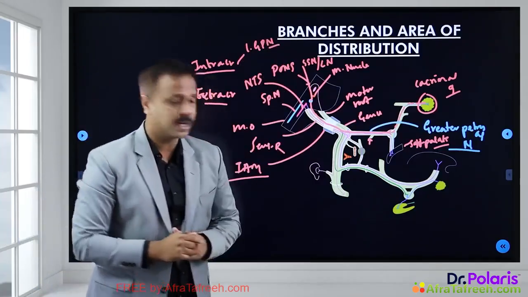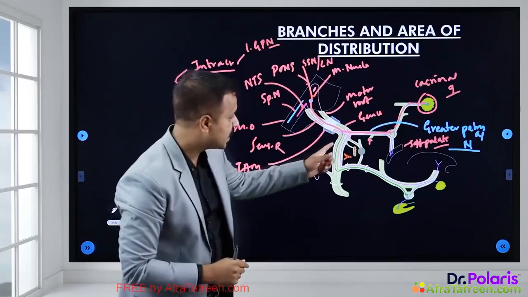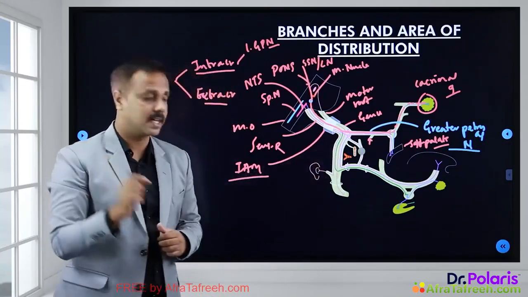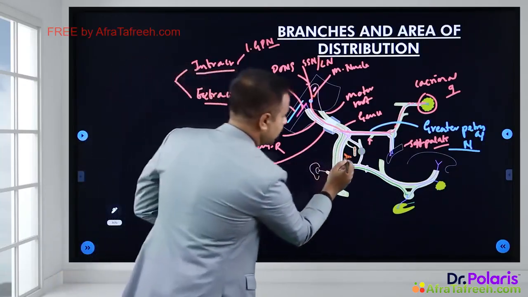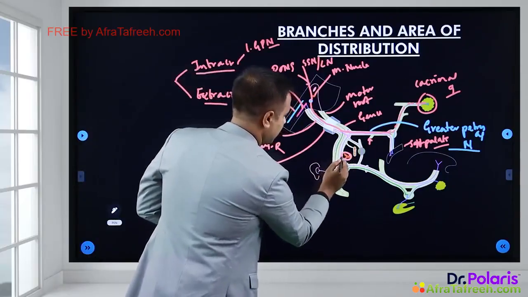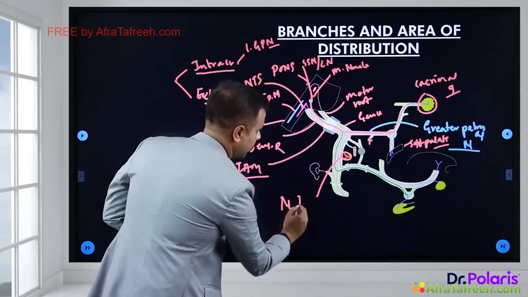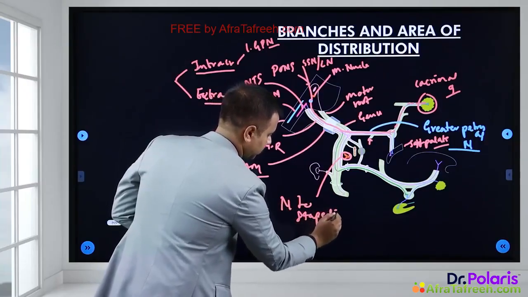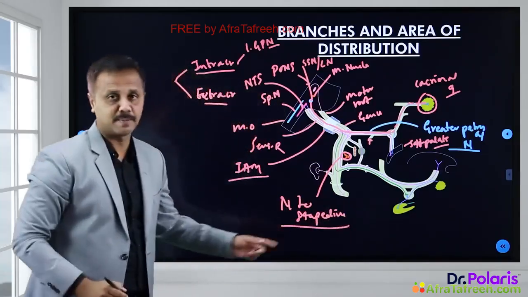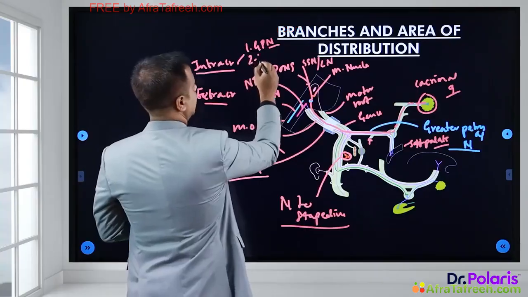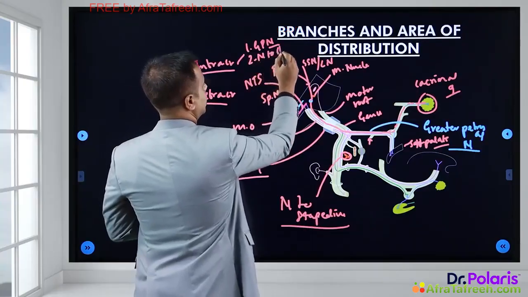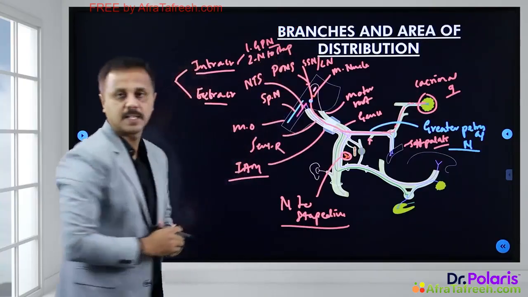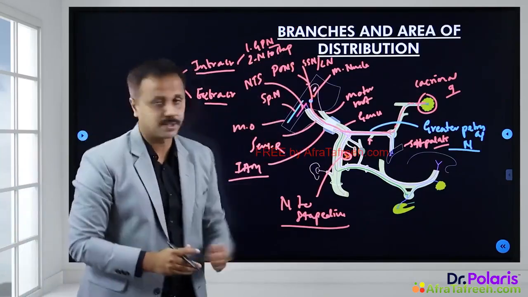The second important branch, it gives a branch to one of the muscles in the middle ear, and this is the nerve to stapedius. So this is the second branch. What is the second branch? Nerve to stapedius. Right? What is the function of nerve to stapedius?